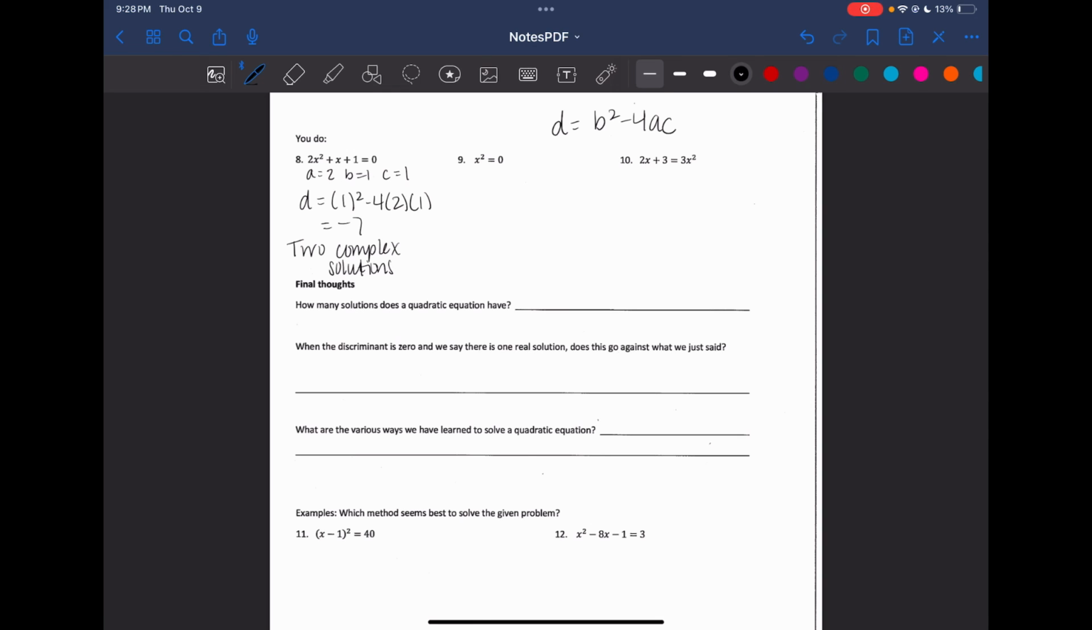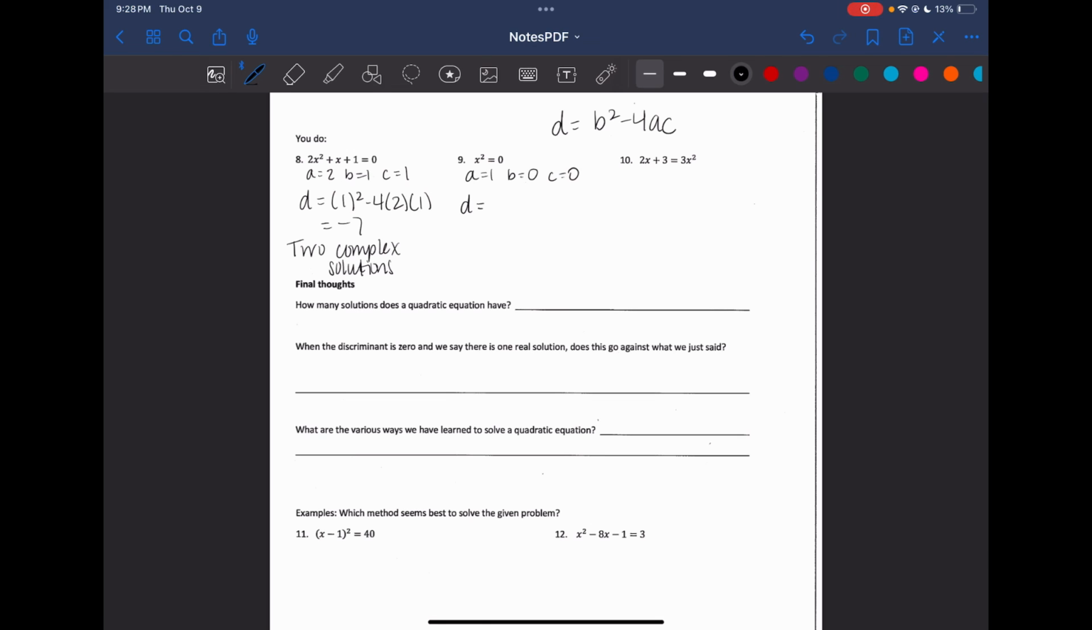On to the next one, number 9. X squared is equal to 0. Now, if you're looking at this one, you might be a little confused because it only has an x squared, and there's no b term or c term. Well, really, a is equal to 1. The coefficient of x squared is 1. B is then 0, and c is then 0. It might be silly, but we can plug this into the formula for the discriminant.